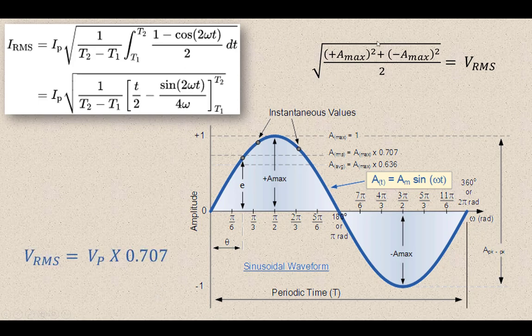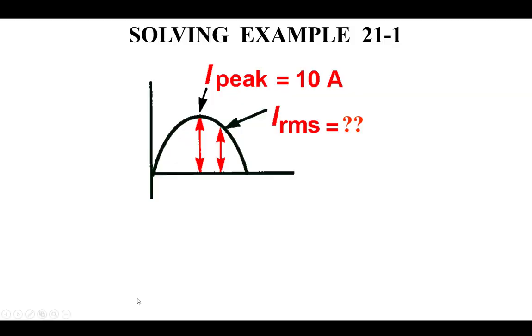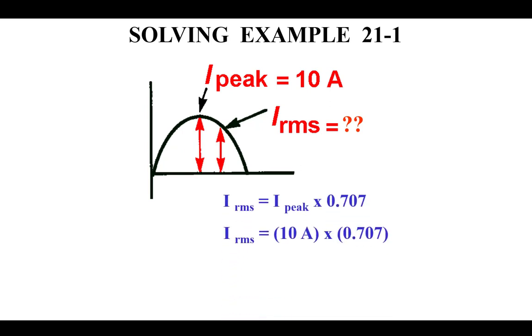It gets easier than this. Turns out, once you do all the calculus, and it only works with a sine wave, if it's a sine wave, you can calculate the VRMS by taking the V peak and multiplying it by 0.707. Why 0.707? Because when you take this waveform, use calculus and integrate, you can come up with this. So here's an example. I've got a current. It peaks at 10 amps. What's the RMS value using the formula we just looked at?